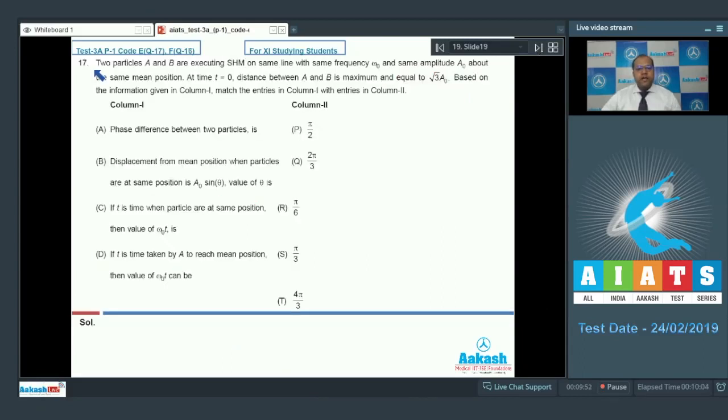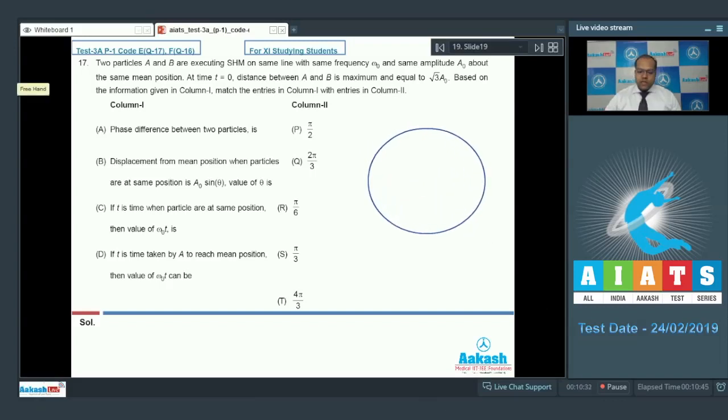In question number 17, two particles A and B are executing SHM on the same line with the same frequency omega naught and the same amplitude A naught about the same mean position. At time t equal to 0, the distance between A and B is maximum and is equal to root 3 A naught. Based on the information given in column 1, match the entries in column 1 with the entries in column 2. So in order to analyze this problem, suppose I am drawing a phasor diagram of this SHM.